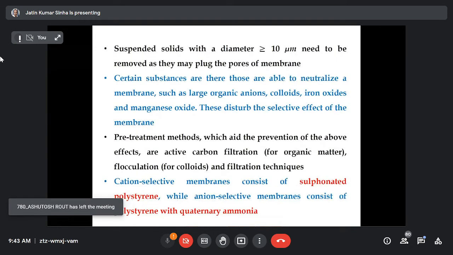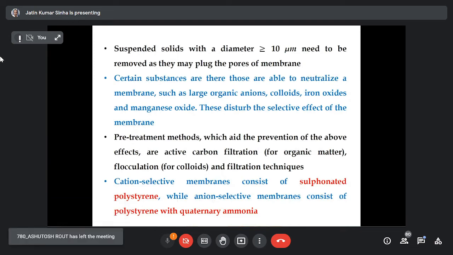Anyway, so then the membranes: which type of membranes we are using, what type of ions it can allow, or what should be the particle size it can allow. So depending on that, different types of membranes are there.